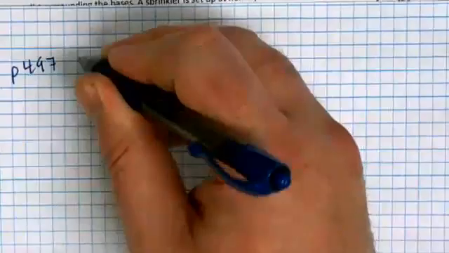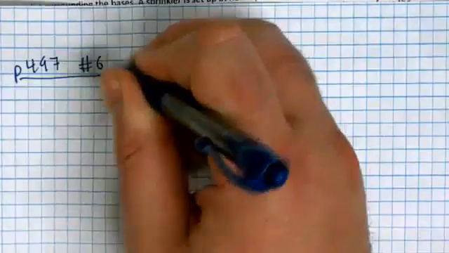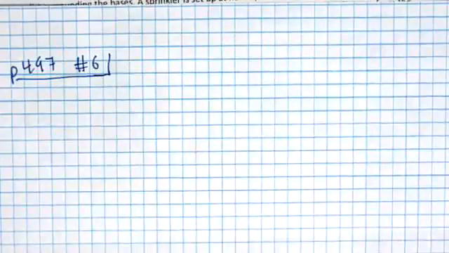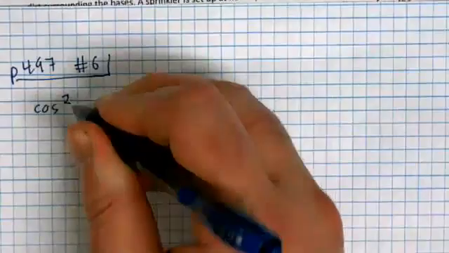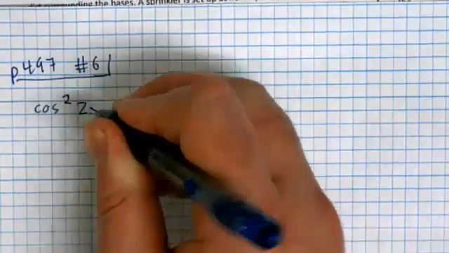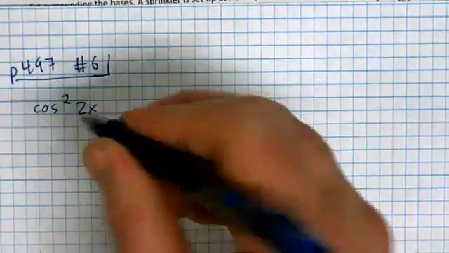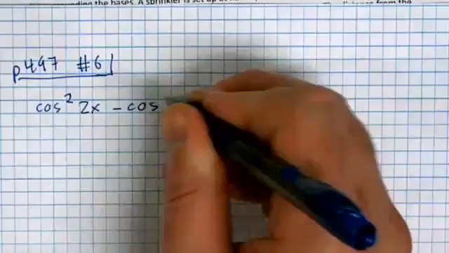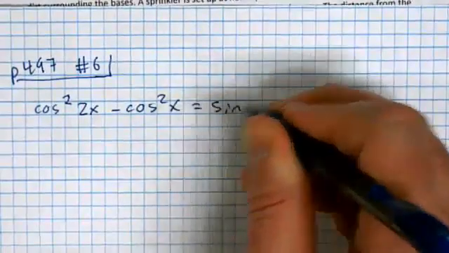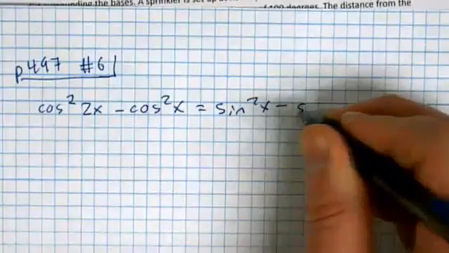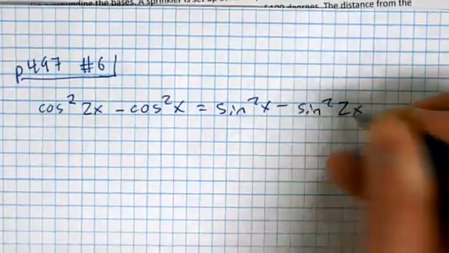Can you get those phones put away? Let's focus here. So page 497. This is number 6, and it's a verify question. It's cosine squared of 2x, which is what threw me, minus cosine squared of x equal to sine squared x minus sine squared 2x.